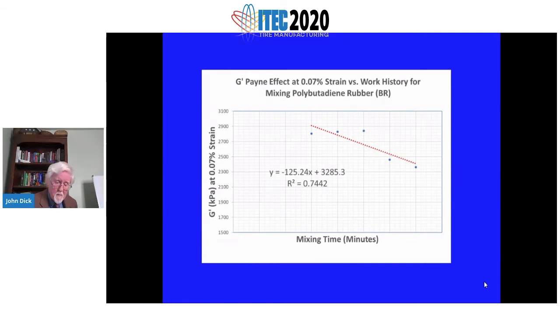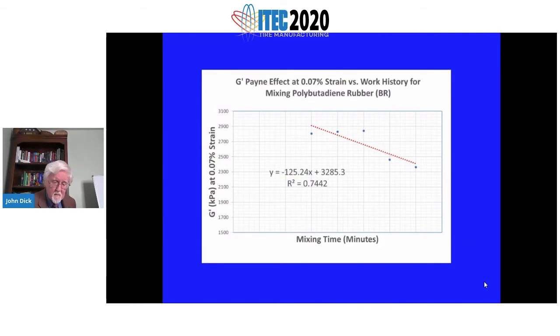There are some problems with BR. And in fact, this is more of an academic exercise with BR, because BR, like we said, is always used in a blend. But if you were to use it by itself, then there aren't many tire compounds that would use only BR. This is the kind of result you would get.